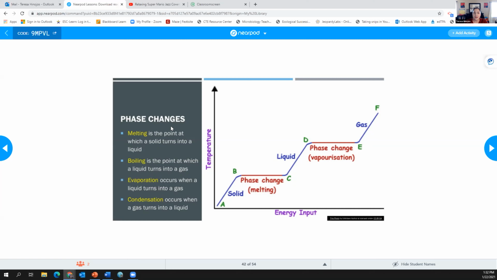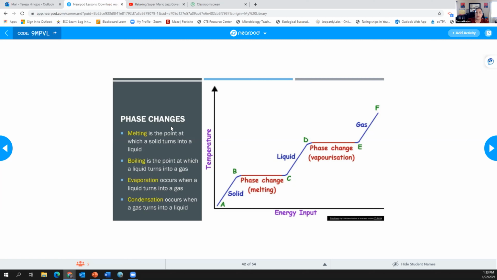And then evaporation happens when a liquid goes straight into a gas, but it doesn't have to do with heating, right? It doesn't have anything to do with that temperature. So if you have a cup of water, you could just leave it out, and over time that water is going to turn into a gas, and that's just evaporation.